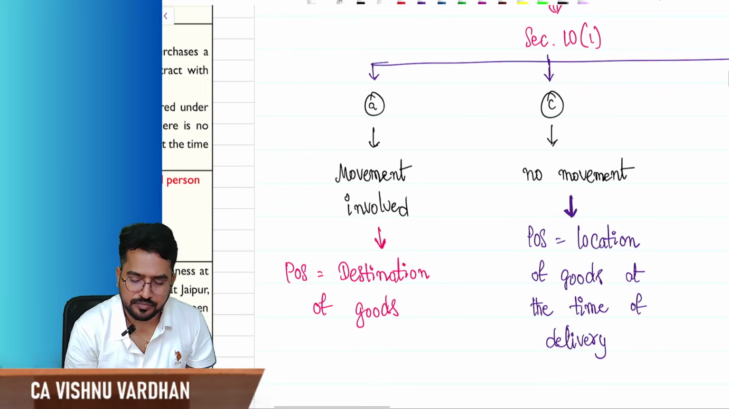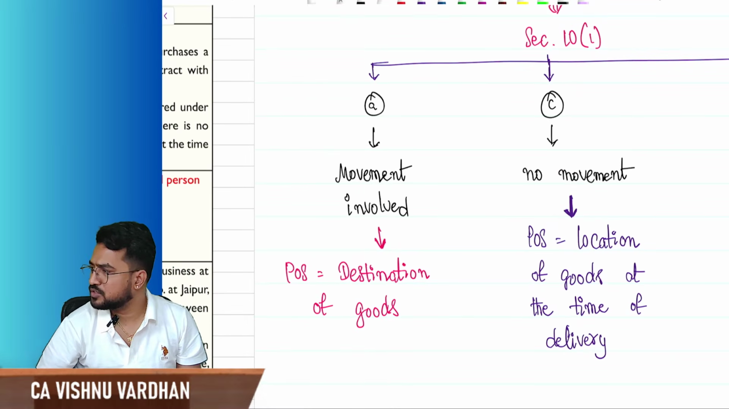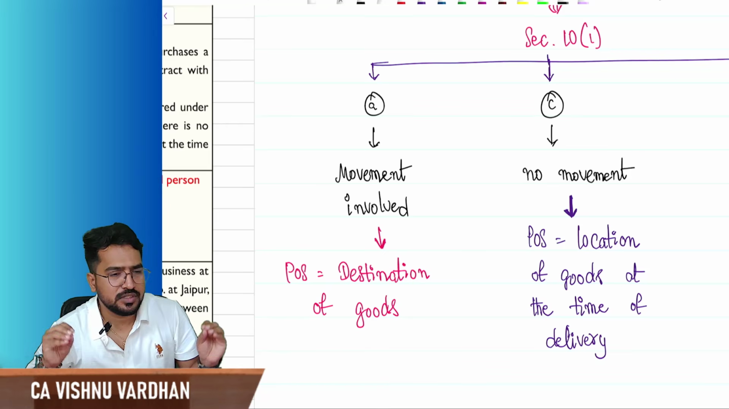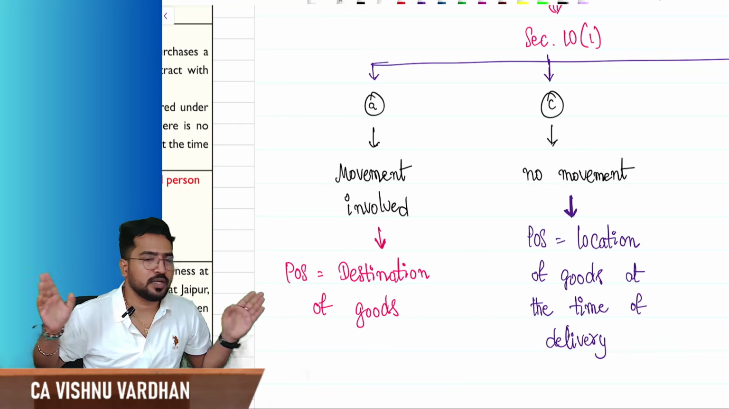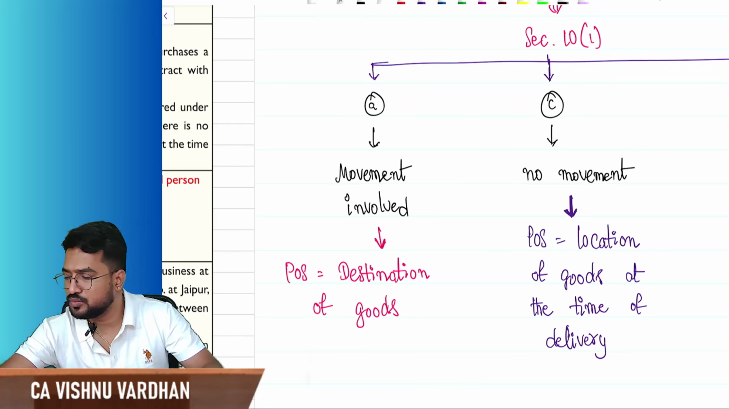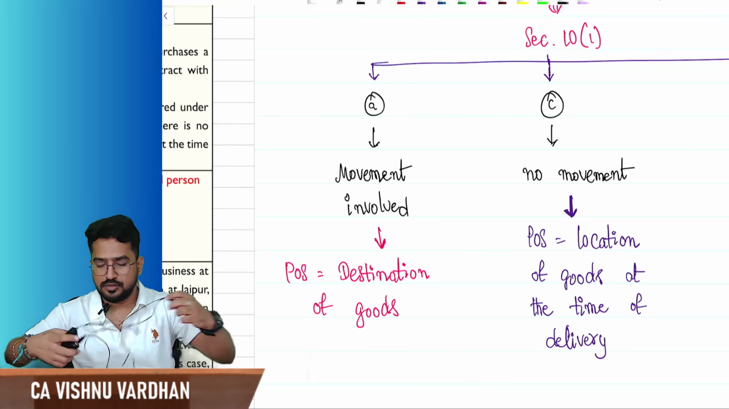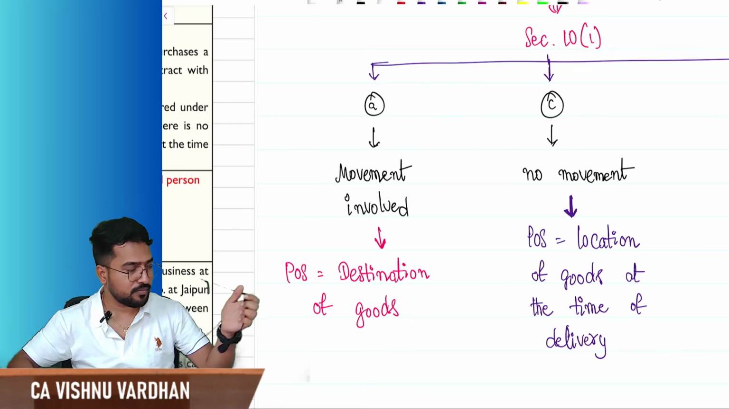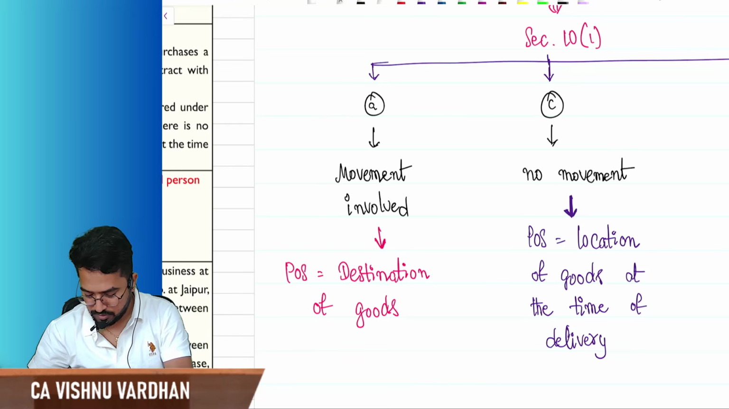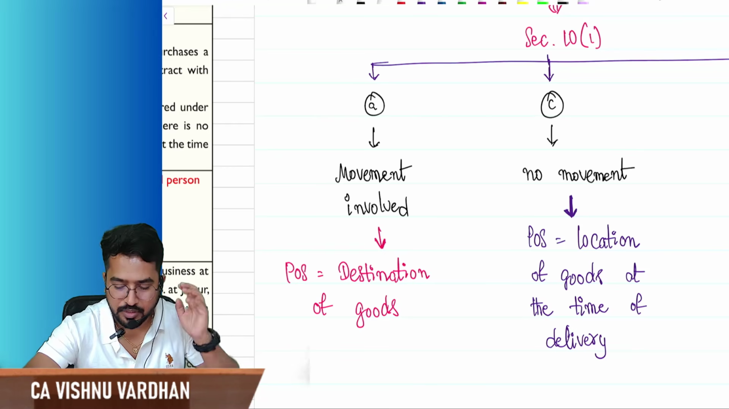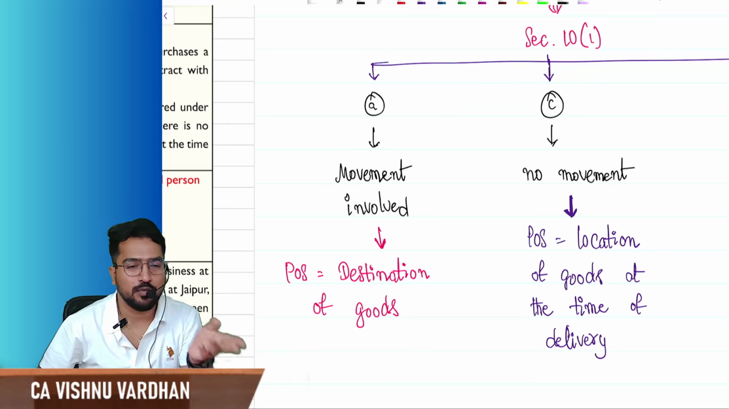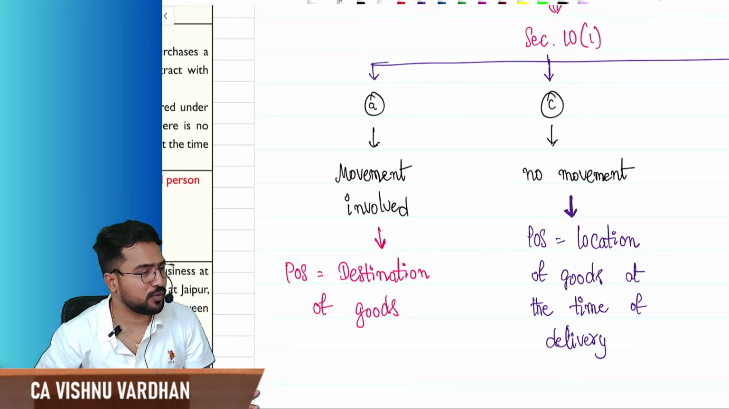Class A and C. When is this class A and C applicable? Sir, we will check whether movement of goods is involved or not involved. If there is movement of goods, what is the place of supply? And if movement of goods is not involved, what is the place of supply?